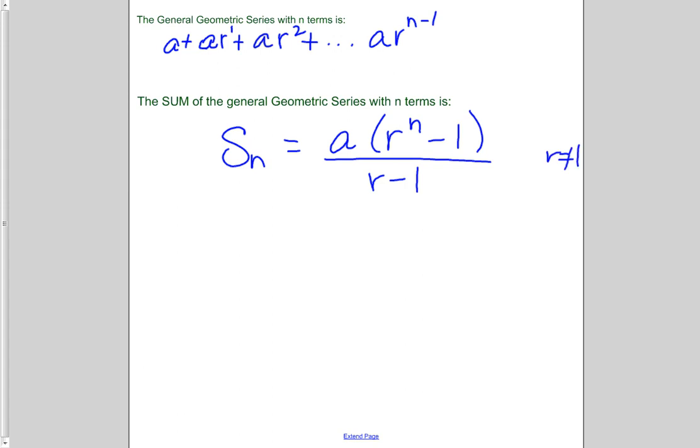If you're not sure that you believe me, r to the n minus 1 divided by r minus 1 times a will give you what you started with, and I would show some of you in class, but not on this recording.